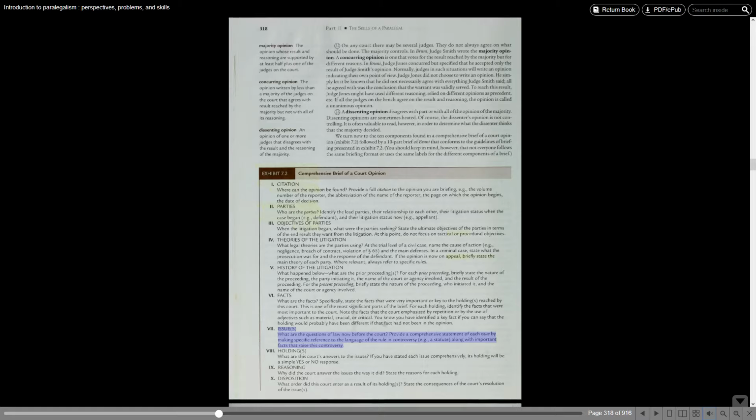VII. Issues. What are the questions of law now before the court? Provide a comprehensive statement of each issue by making specific reference to the language of the rule in controversy, e.g., a statute, along with important facts that raise this controversy. VIII. Holdings. What are this court's answers to the issues? If you have stated each issue comprehensively, its holding is a simple yes or no response. IX. Reasoning. Why did the court answer the issues the way it did? State the reasons for each holding. X. Disposition. What order did this court enter as a result of its holdings? State the consequences of the court's resolution of the issues.